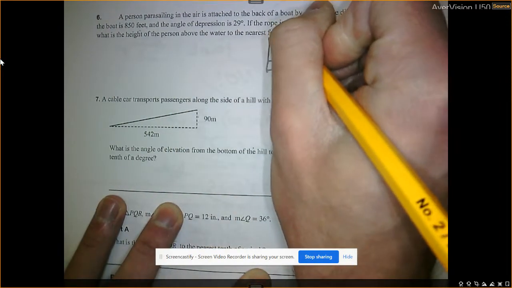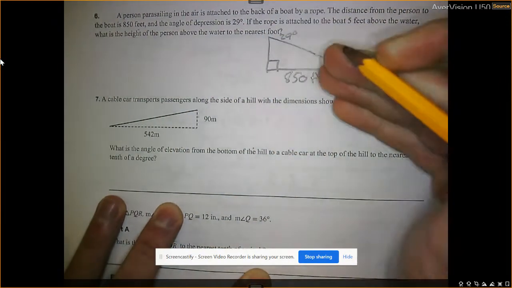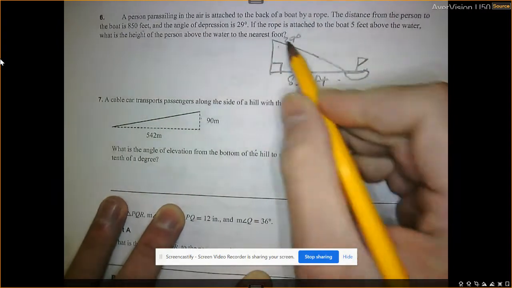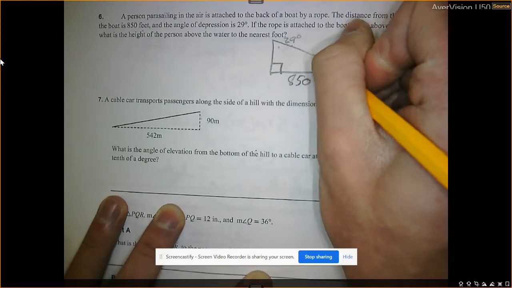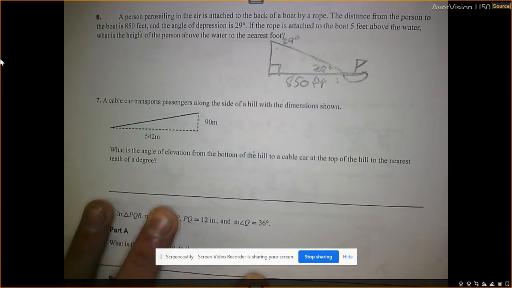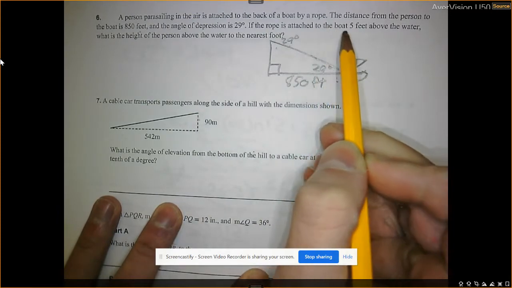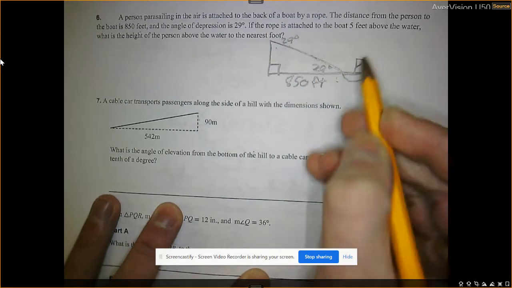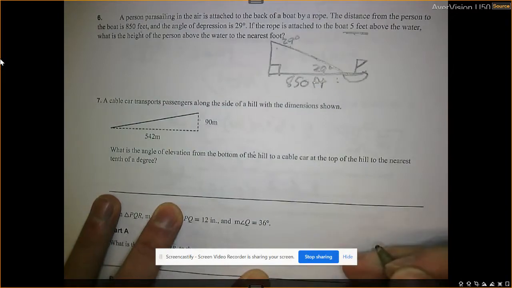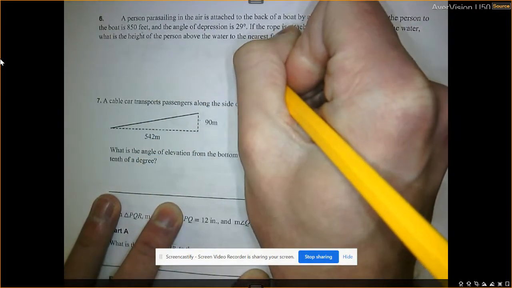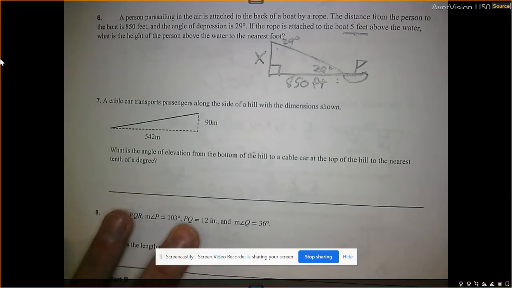So that's really like saying this angle up here is 29 degrees, but we want to be able to use that in our right triangle. Think alternate interior angles. So this is 29 degrees down here also. And then we're trying to figure out, if the rope is attached to the boat 5 feet above the water, can't forget about that, that's going to be something we do at the end, what is the height of the person above the water? That means this vertical distance there.